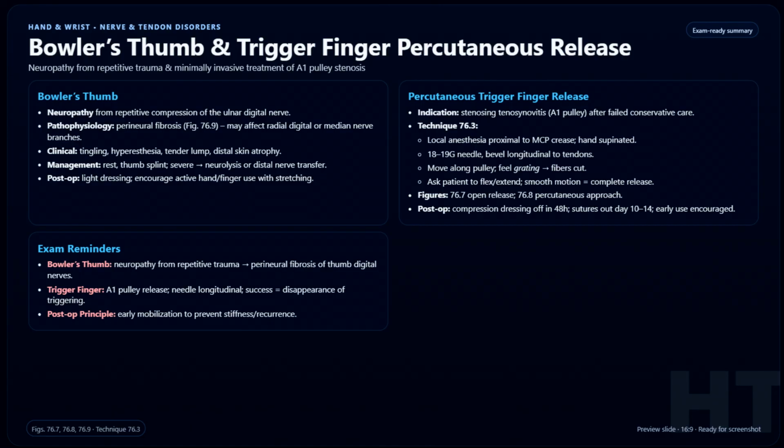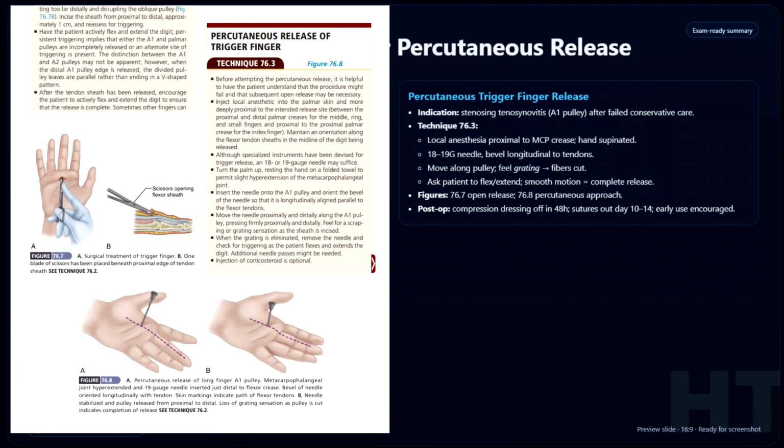Part 2. Percutaneous release of trigger finger. Now, moving on to trigger finger, also called stenosing tenosynovitis of the flexor tendons. In this condition, the A1 pulley becomes thickened and constricts the flexor tendon, leading to painful snapping or locking of the finger during motion. When conservative treatment with splints, anti-inflammatories, or corticosteroid injections fails, surgical release is indicated.